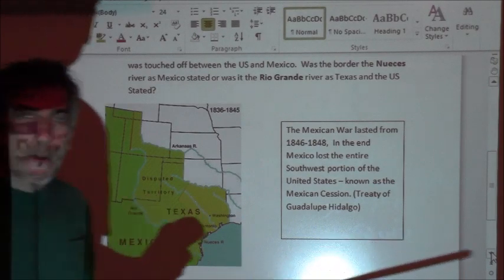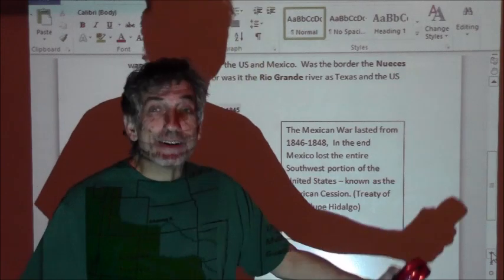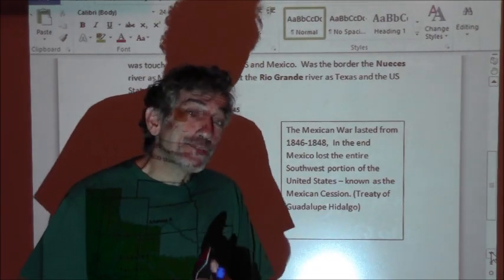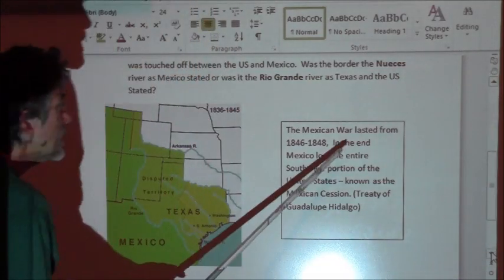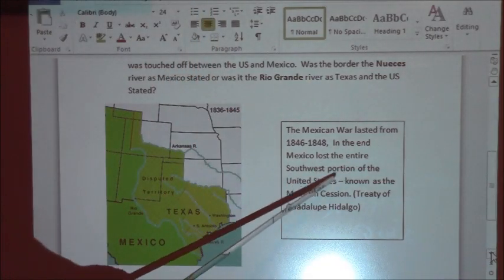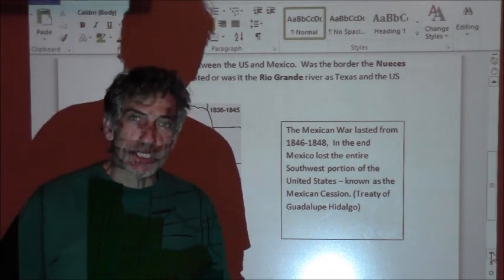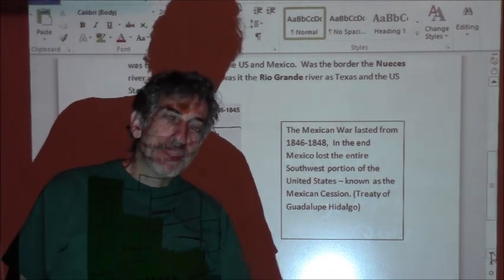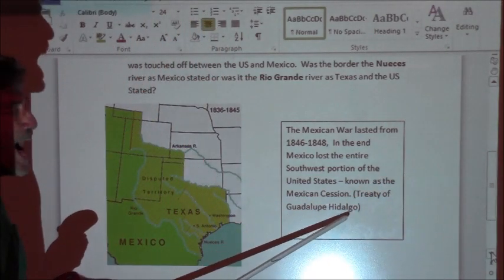In the end, Mexico is going to lose everything here. They're going to lose the entire southwest part of the United States, and of course, all the gold, which no one knows about yet, in California. So, in the end, Mexico lost the entire southwest portion of the United States, known as the Mexican Cession. And the treaty that does this is called the Treaty of Guadalupe Hidalgo.